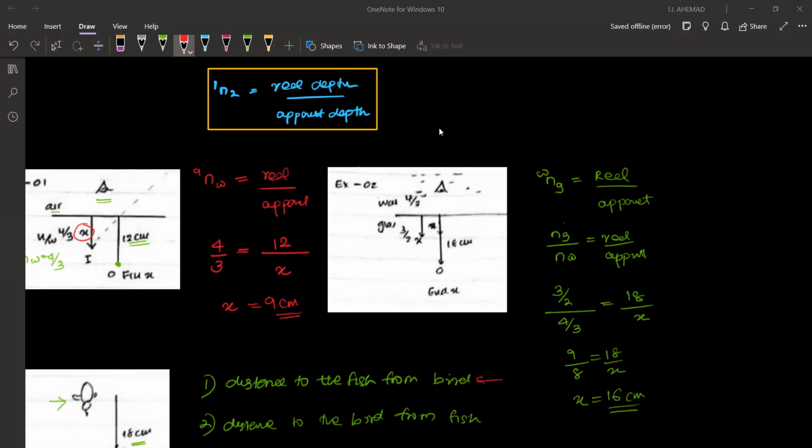In the second one, they have given the absolute value. Absolute value NW is 4 by 3, and in glass it is 3 by 2. So you have to find GNW, with respect to water, because they have given it with respect to air. If they had given NGW straightforwardly, you would use the given value straightforwardly, which is equal to 8 by 9. Here you had to find it first.